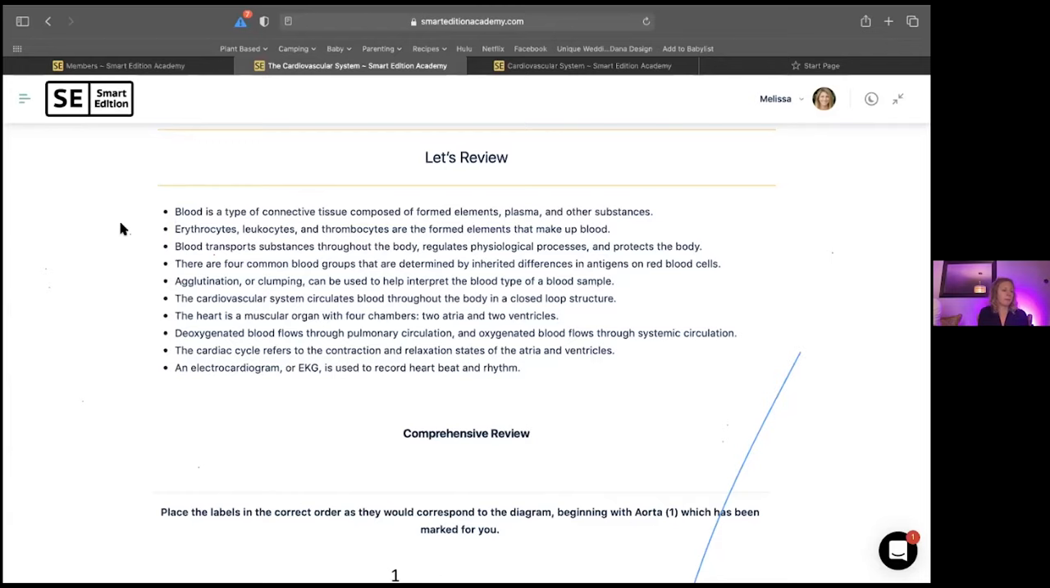So just remember, blood is connective tissue. It has formed elements, which are the erythrocytes, leukocytes, and thrombocytes, meaning red blood cells, white blood cells, and platelets, and these make up the blood. There are also the nutrients and wastes within the plasma of blood. Blood transports substances through the body. It regulates physiological processes. It protects the body. It does a lot more than what we covered here tonight. So just for this test, learn the basics.